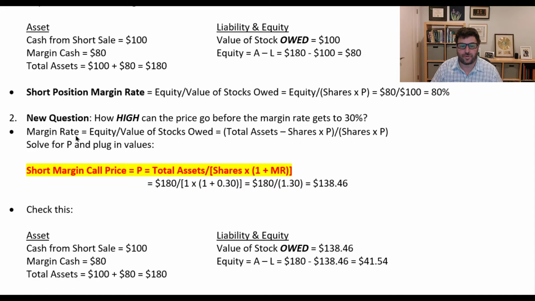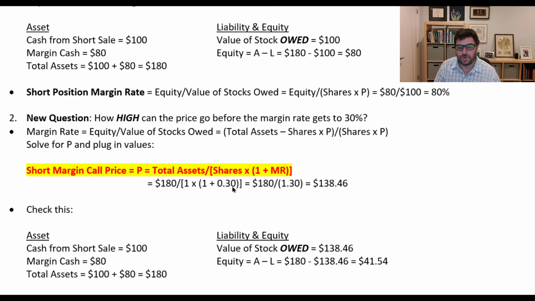And so, again, doing a bunch of algebra, the margin rate equals the equity divided by the value of the stock owed. Equity is assets minus, well, shares times P, that's the liability, divided by shares times P. And so we want to solve for P and then plug in all our values. And so here's the formula. The short margin call price, P, is equal to total assets divided by shares times 1 plus the margin rate. The total assets is the 180 divided by 1 times 1 plus 0.30.